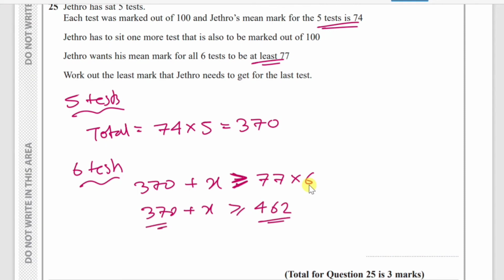So he needs 462 marks total. To get x, subtract 370 across. If you do that, then he needs at least on the last test to get a mark of 92 or more. So he needs between 92 and 100 to get at least 77. And that's it, guys. That is the least mark he needs, which is 92 marks.